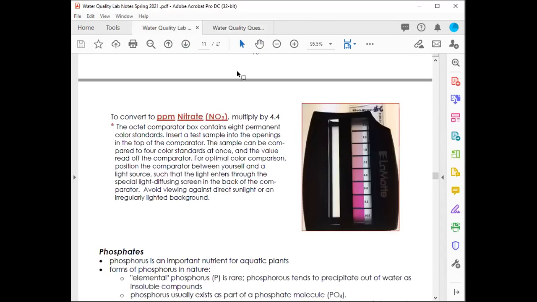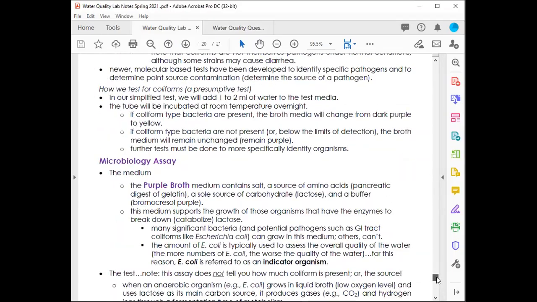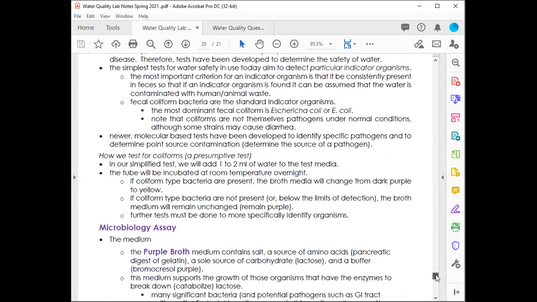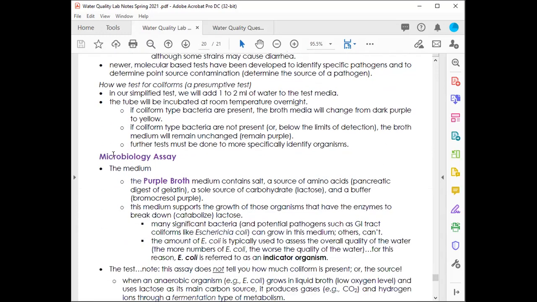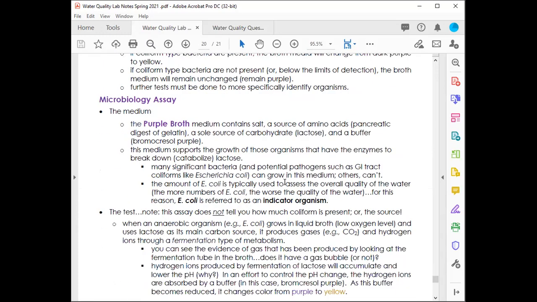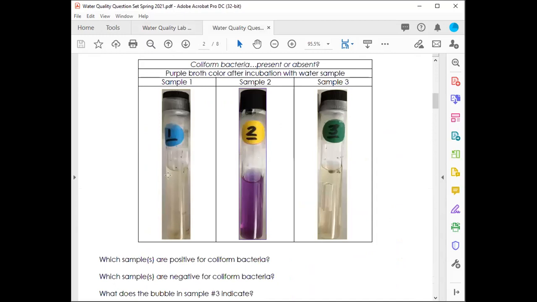So if you go to the notes section and go near the very end, for some reason it's got stuck at the end. Here we talk about bacterial profiles, and it talks in detail about this assay, the purple broth, and how this can change color based on what's growing in there. So which of these is positive for coliform bacteria? Well, you can see number 2 is what it looks like originally, so there's no change in number 2. But number 1 and number 3, they're positive. And then the negative is number 2.